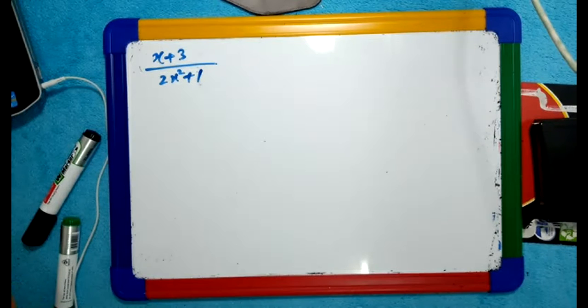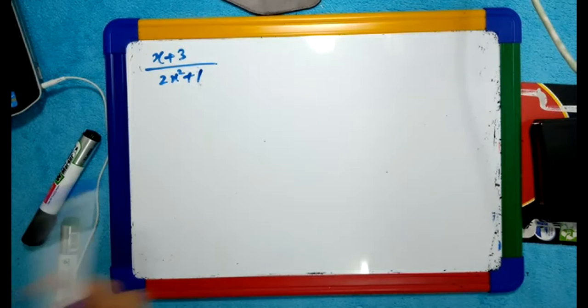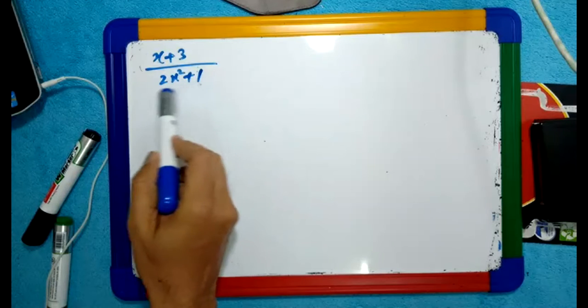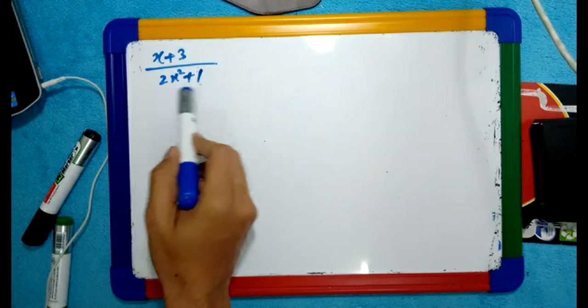It's to the power of 2, but you cannot make factors. In this case, the problem is that these are not 3 terms. These are only 2 terms and nothing is common. What do you mean by nothing is common? No factor you can find from the denominator.